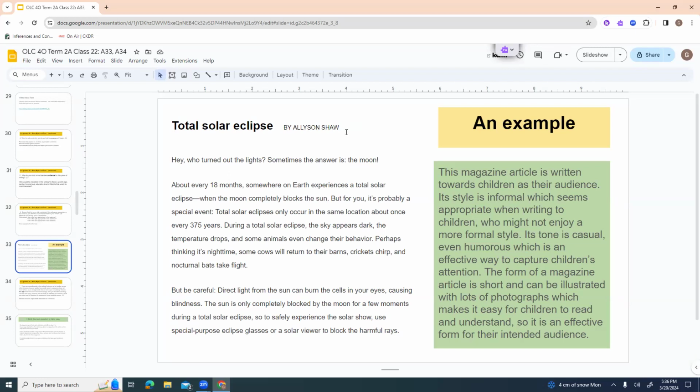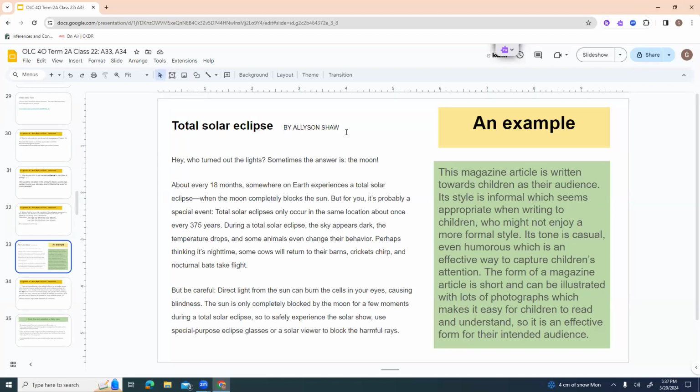And I believe in the magazine article, they then show the kids how to build a solar viewer. Okay, so now I'm discussing, is this appropriate to our audience? So first of all, who's the audience? Well, this magazine article is written towards children as their audience. Its style is informal, right? Hey, who turned out the lights? That's not how you would write to your teacher, but it is how you talk to children.